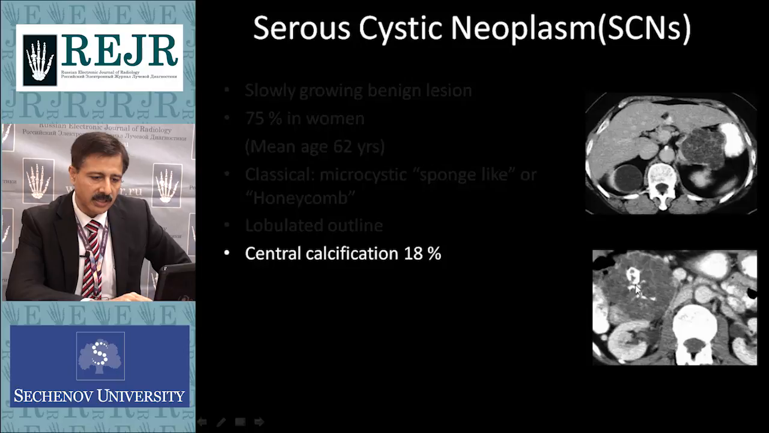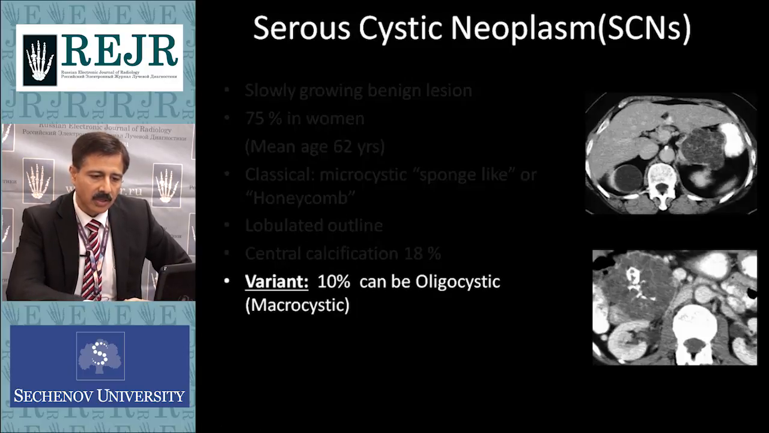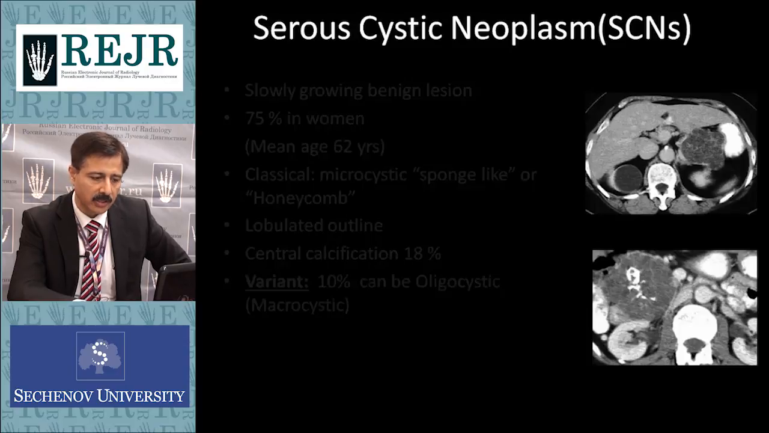Central calcification, as seen in this case, can be seen in 18% of cases. And you remember, this is because of the scar, the central scar. Sometimes serous cystic neoplasm can be oligocystic, and this is seen in 10% of cases. So oligocystic means that they have larger cysts, and indirectly it is very difficult to discriminate them from mucinous cystic neoplasm, which we will learn about shortly.